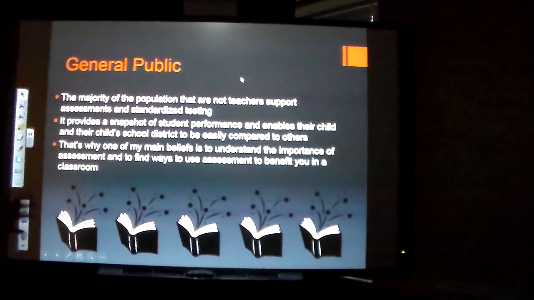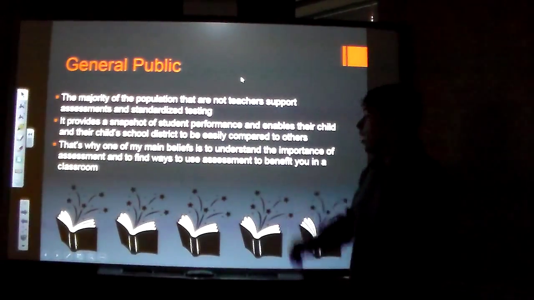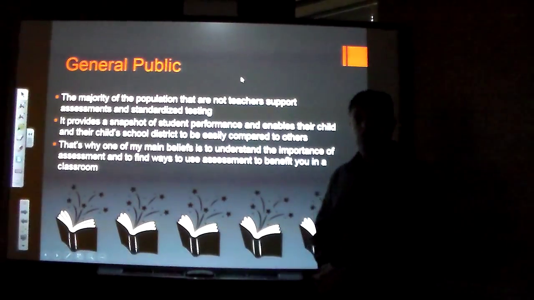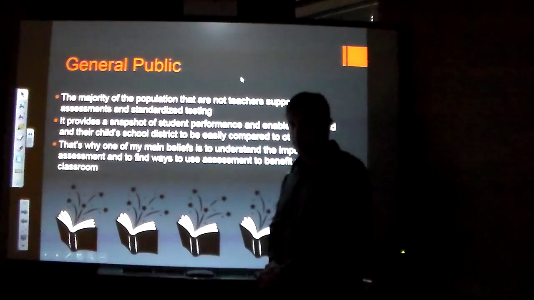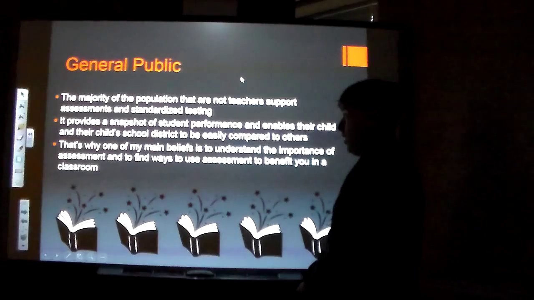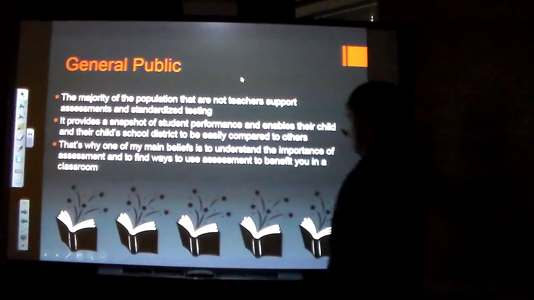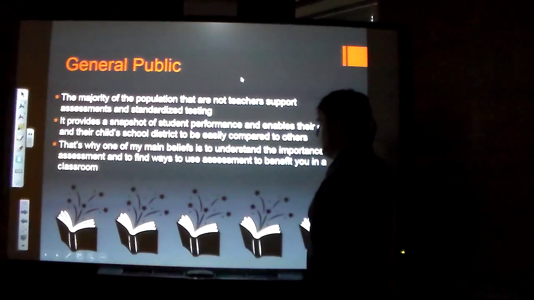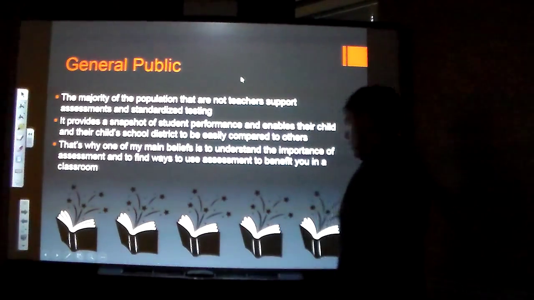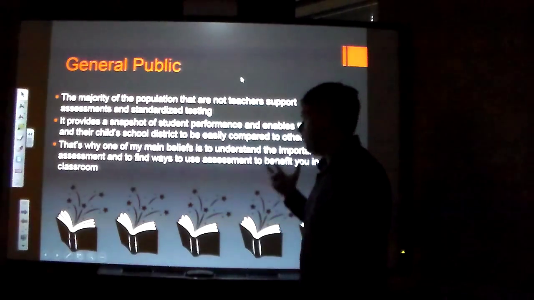You need to understand, and this is difficult to tell a room full of teachers, most of the population loves standardized testing. They do. Teachers hate it. Professors don't particularly care for it. It's a snapshot of student performance and it gives them a chance to be compared to others. My belief is that you need to find a way to use assessment to benefit you in a classroom.